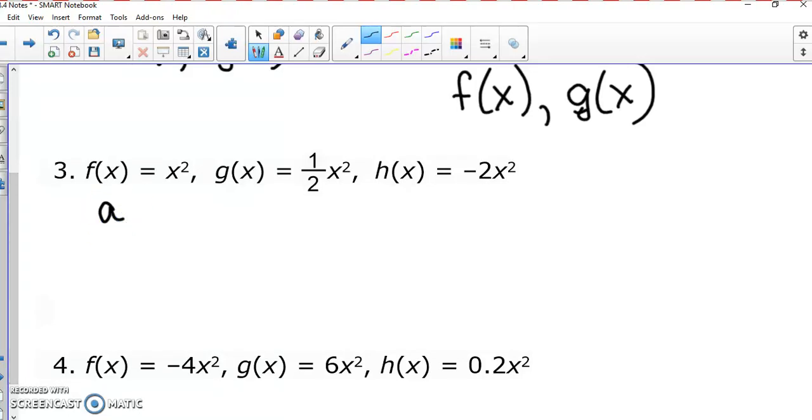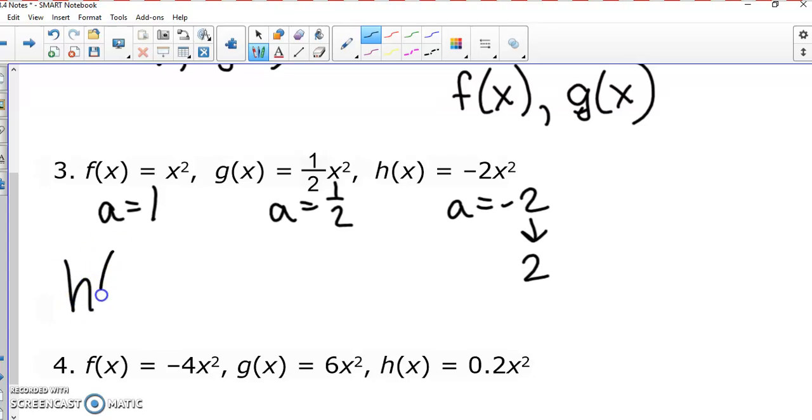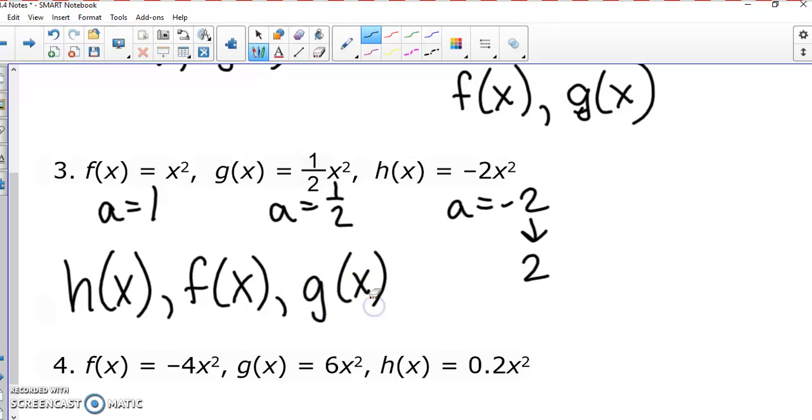On this one we've got an a value of 1. Here we've got an a value of 1/2. And here we've got an a value of -2. So remember, we want to consider the absolute value of that. And so we are going to think of it as 2 when we're determining how wide or narrow it is. So my biggest value is my most narrow one, that would be my 2. So h of x would be most narrow. My next biggest one would be 1, so that would be f of x. And then my smallest number would be my widest graph, so that would be g of x.